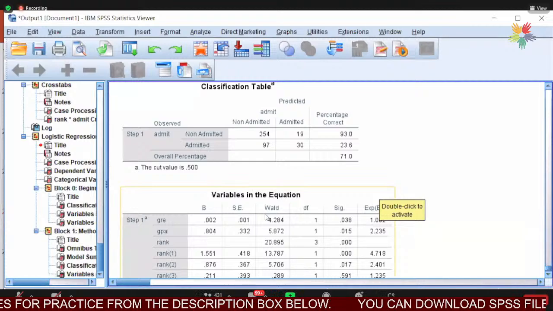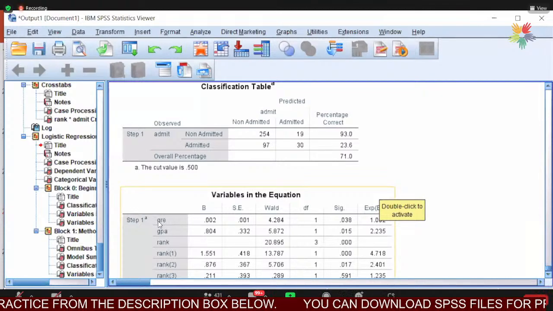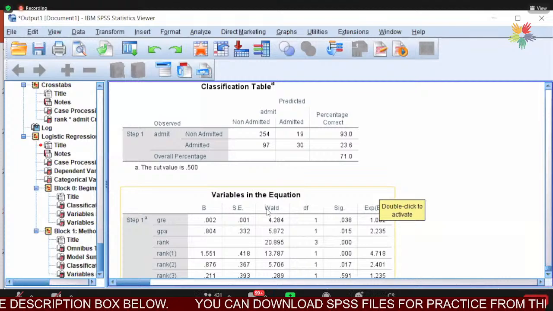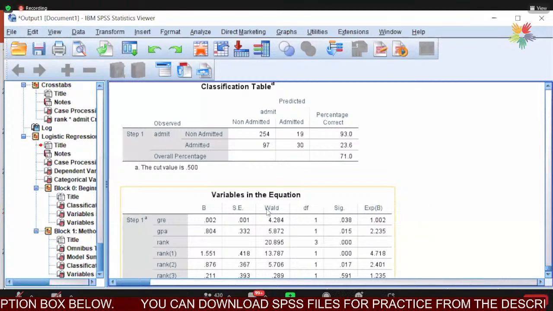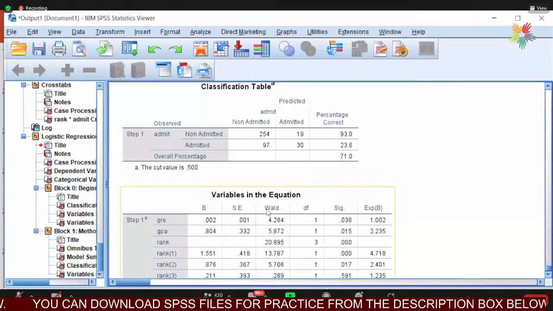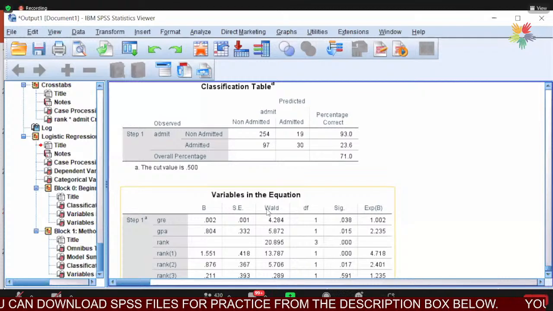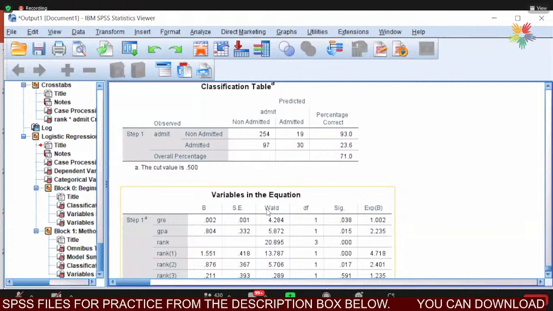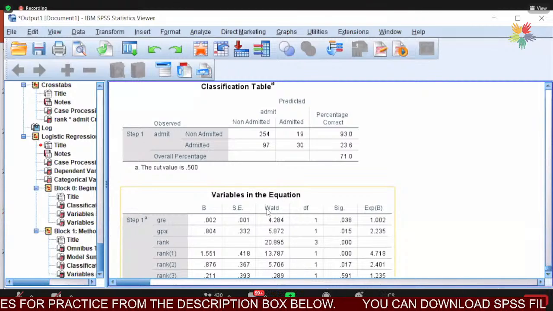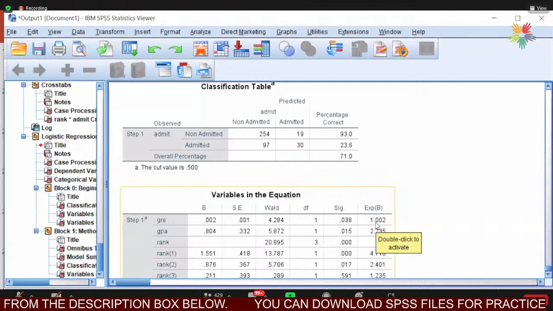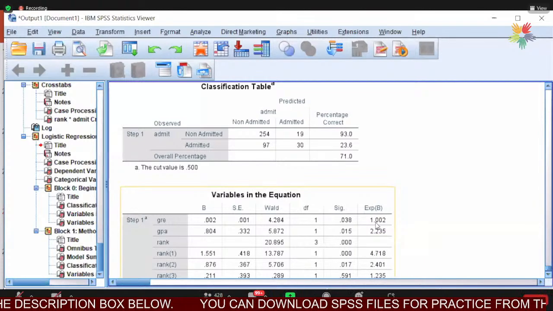When it is a categorical or metric variable, normally we will say when there is a 1 unit increase in this one, this will increase by this much. Now we are not telling it that way. Here, when there is a 1 unit increase in this marks, the odds of getting admission will improve this many times. That's all. No technical terms.